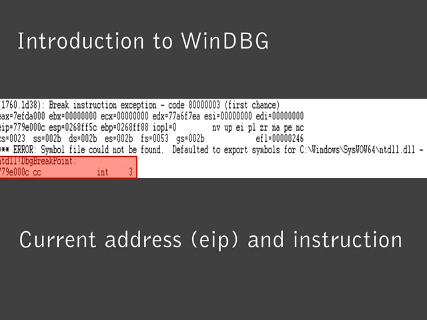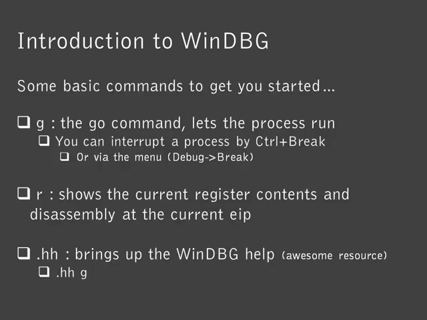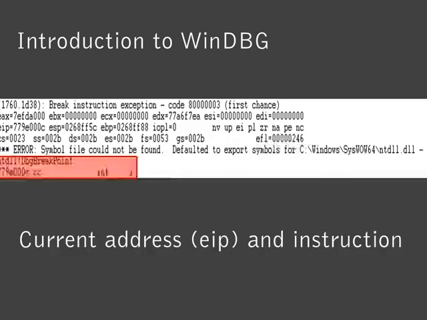When you first attach to a process, what you see is break instruction code 8003. This is actually a Windows error code, or Windows symbol, basically. It's first chance. That's just telling you that you requested to attach to this process. You are now attached. What do you want to do? So let's give you some basic commands. At this point, you can issue commands. In fact, let me just show you.